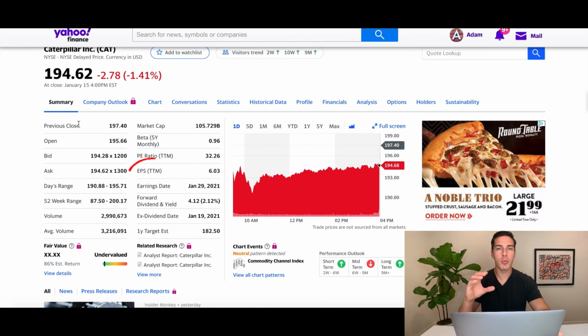All right, next we have the EPS, the earnings per share. This takes the total profits and divides it by the total amount of shares. This is also used to estimate a company's value. The higher this number is, the more profitable the business is.